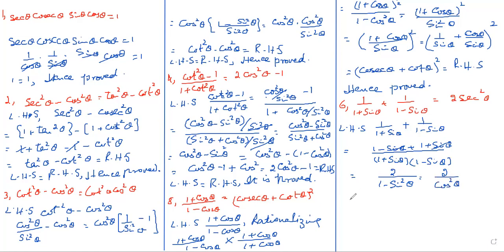And we know that the reciprocal of cosine square theta is secant square theta. So it's 2 times secant square theta, which is equal to the right hand side. So left hand side equals right hand side. So it is proved. I hope that you understand it well.